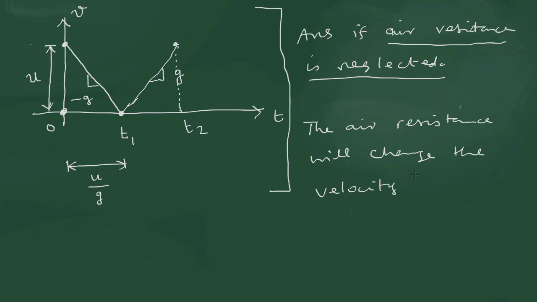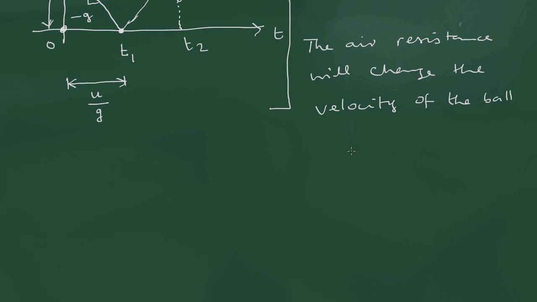What exactly is the purpose of air resistance, or what is this resistance going to do to the ball? The air resistance will change the velocity of the ball. Whatever object you are throwing, it will change the velocity of that object. In what way it changes is very important: it will deviate from linearity. That's all. This is the only information you need to answer the question.